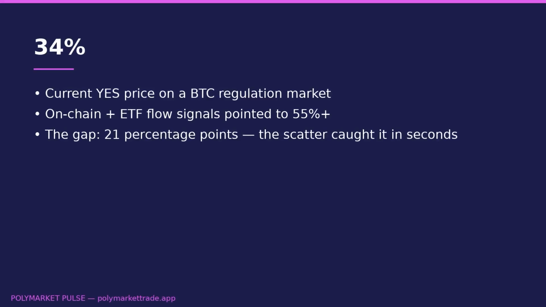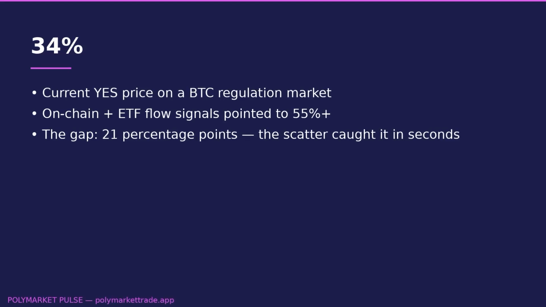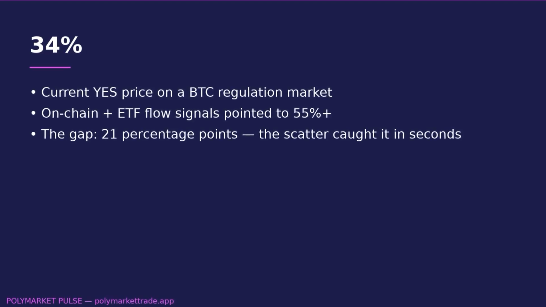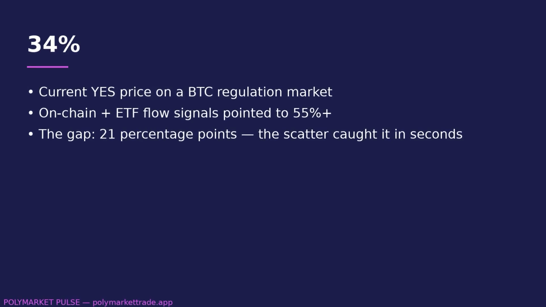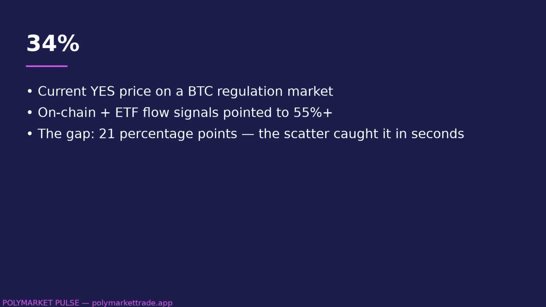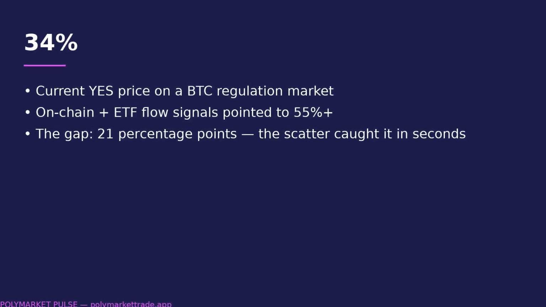34%. That's what the crowd was pricing when $761,000 moved on this contract in 11 minutes after the SEC announcement dropped last Tuesday. On-chain data and ETF flow signals were pointing toward 55%. That gap, 21 percentage points on a contract with nearly $1 million in liquidity, is exactly what this tutorial is about. I'm going to show you the scatter tool that found it, how to read it from scratch, and how to use it even if you've never touched a prediction market before.